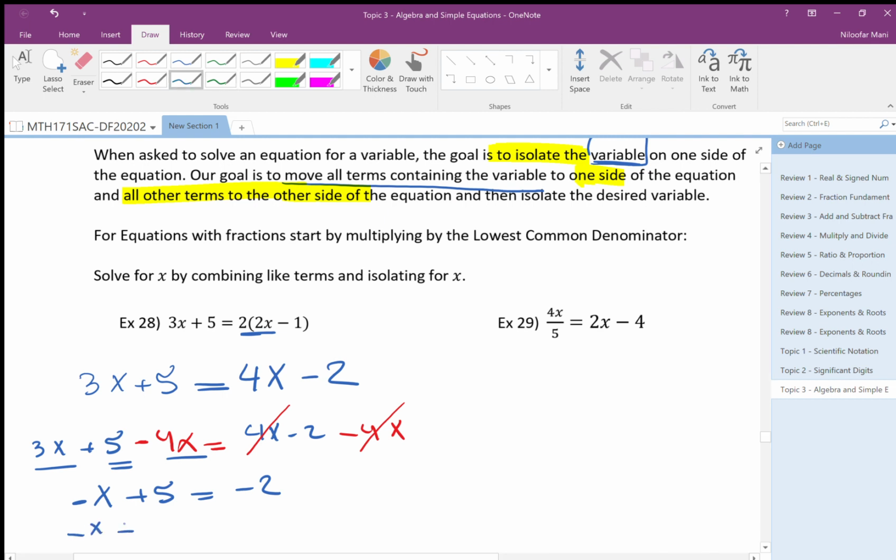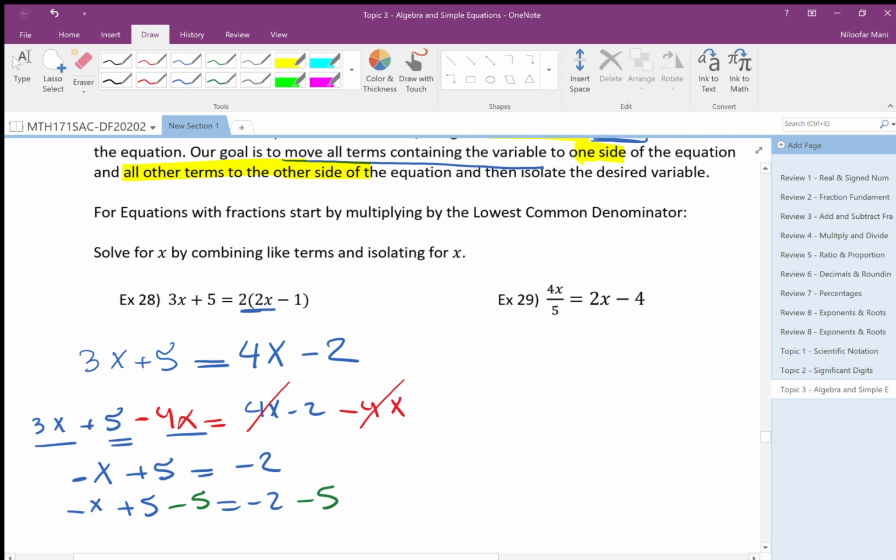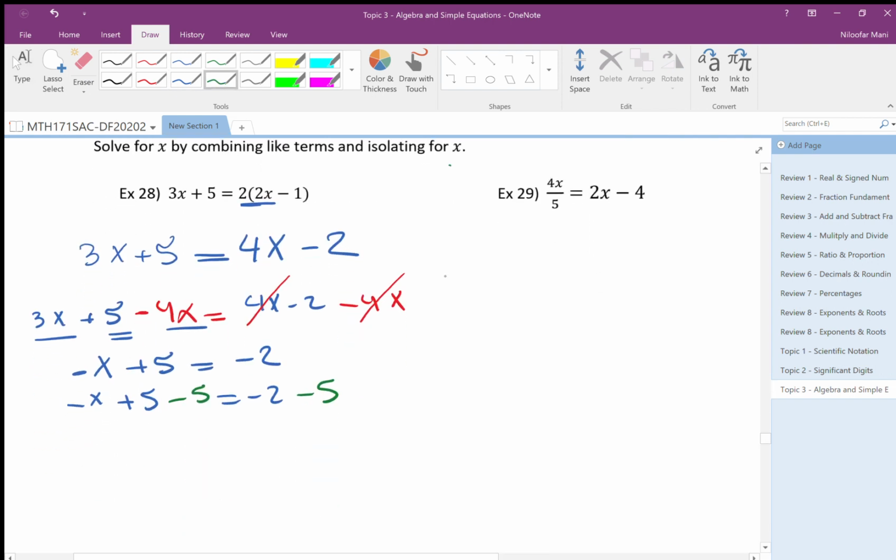Minus x plus 5 minus 5 equals minus 2 minus 5. What happened? This and this cancel each other, and then I have minus x equals minus 7, right? That's perfect. I have x on one side, just one x, and numbers on the other side. Yes, perfect.